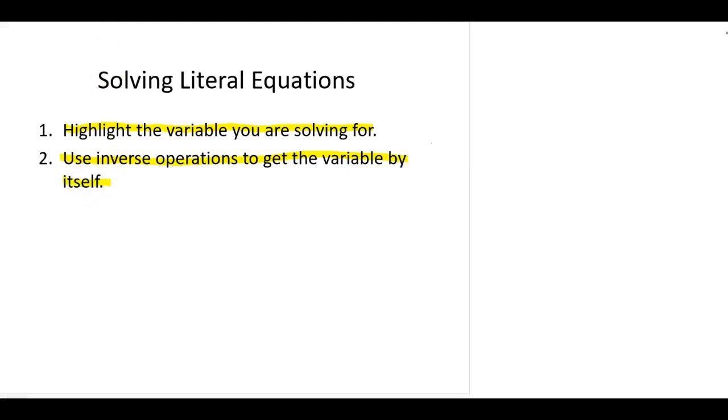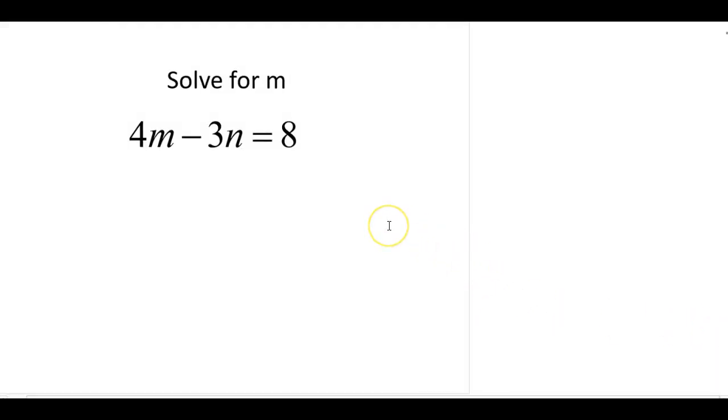Now the one thing you have to remember is the concept of combining like terms. Okay? So right now, when we look at this first example, it says solve the equation for m. So what I'm going to do is highlight the m. My goal is to get that by itself, which means I have to get rid of two things. I have to get rid of the 3n, and I have to get rid of the 4.